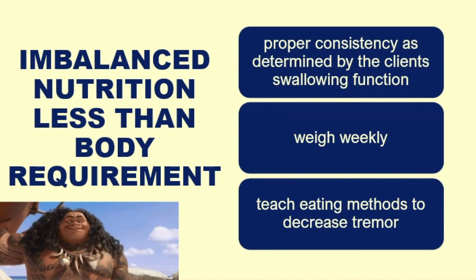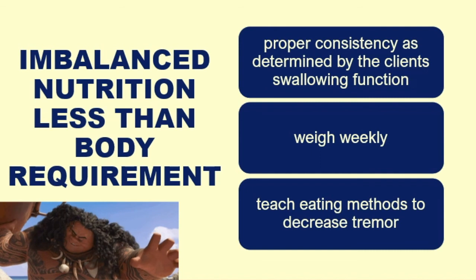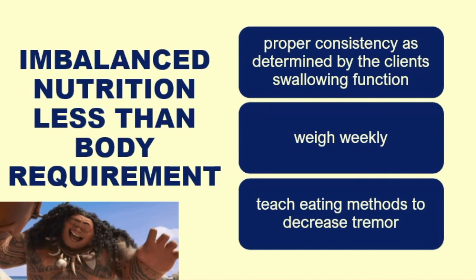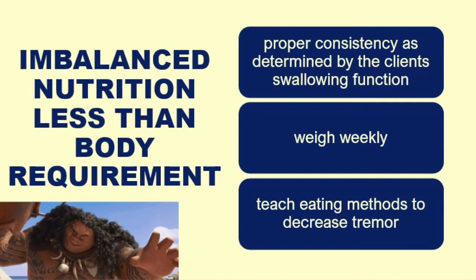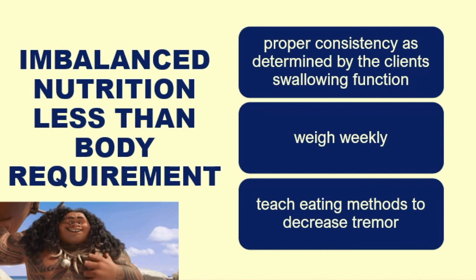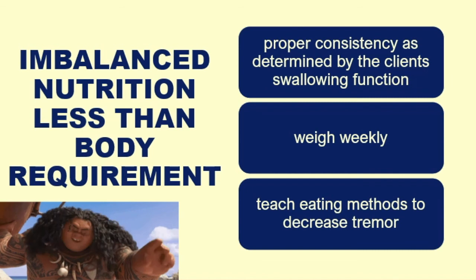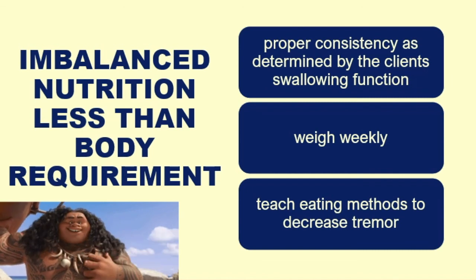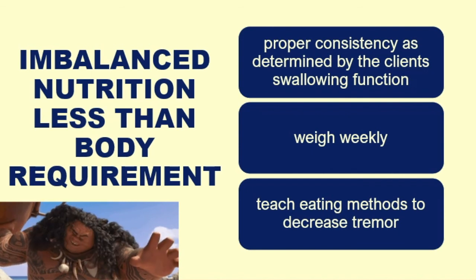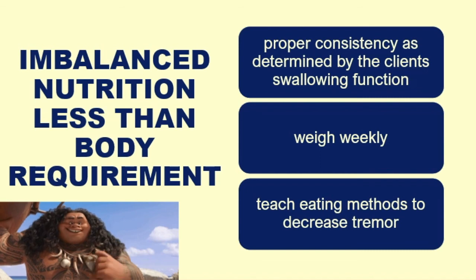Then you have imbalanced nutrition less than body requirements. Usually, class, we would recommend thick food products for this patient, for proper consistency as determined by the client's swallowing function. The thicker food product is recommended for your patient to prevent aspiration. They're weighed weekly so that they will be aware if there is a decrease in their weight. And then we teach eating methods to decrease their tremors. Now, try to search what the possible eating methods are that would decrease their tremor. So these are among the concerns in your Parkinson's patient.